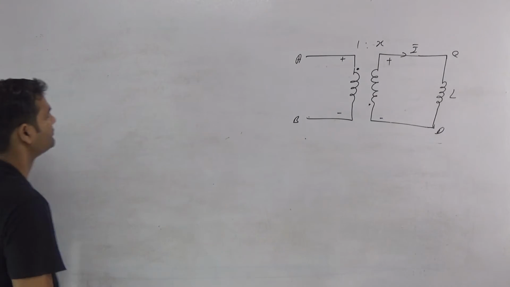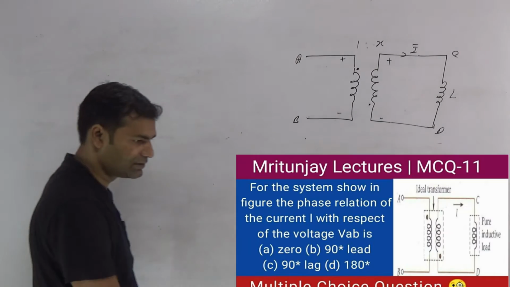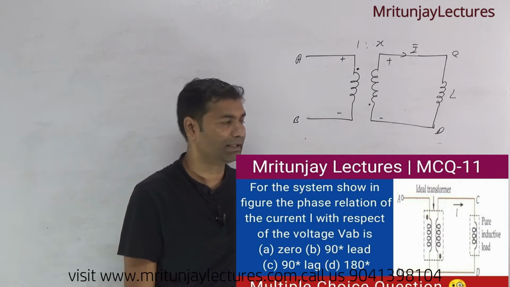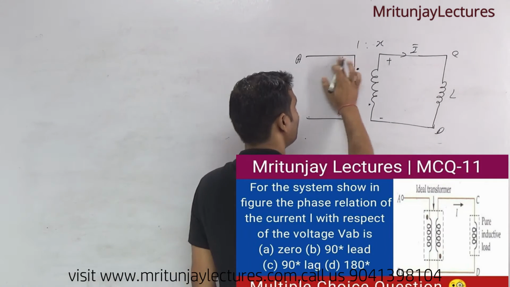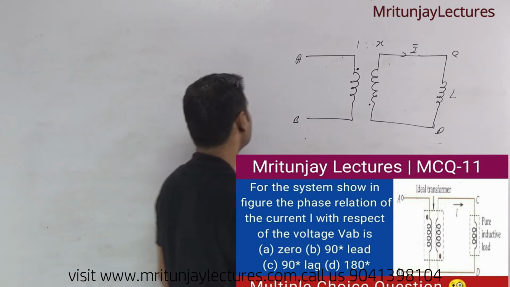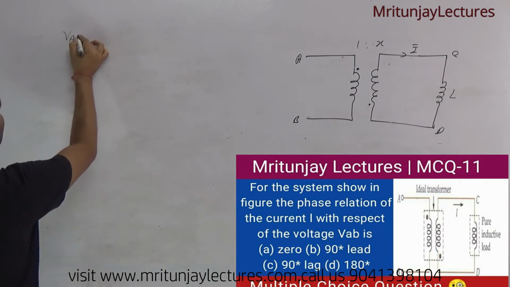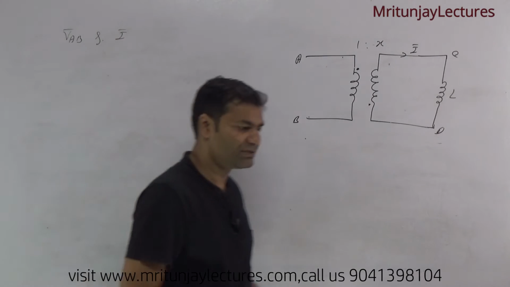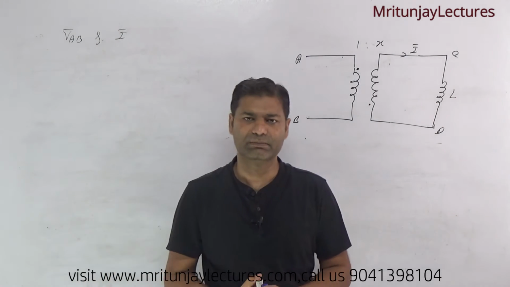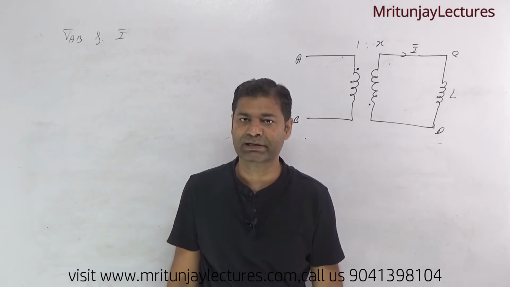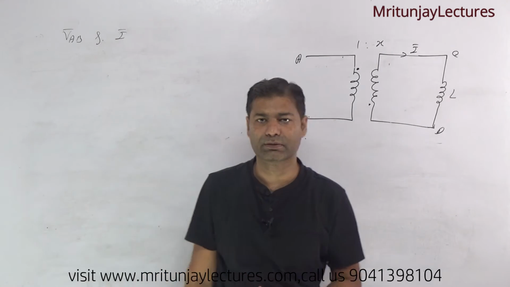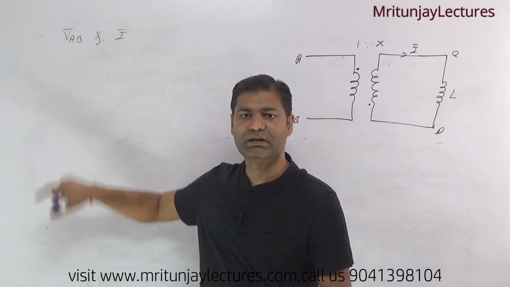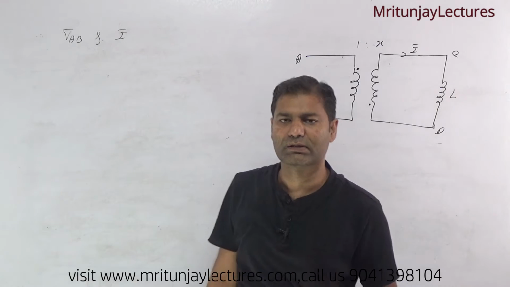Now, our motto: first of all, read the question. According to the question, the dot is given like this. We are focused on V of AB, the relation between V of AB and I, meaning the supply voltage and the load current, which is simply the load current. So does this one lead, or does it lag?